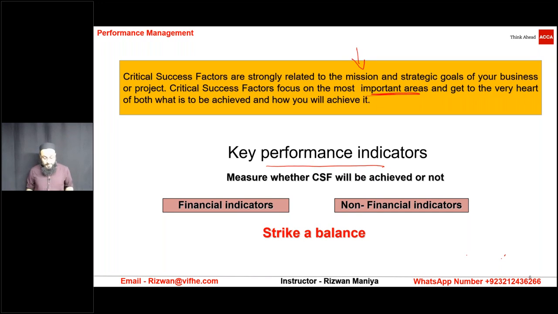These are known as key performance indicators, and these are financial as well as non-financial. Financial indicators are like gross profit margin, net profit margin, return on capital employed, current ratio, quick ratio, percentage change in sales growth, and percentage change in profits. These are FPIs, known as financial performance indicators, and they are important to measure the critical success factors.